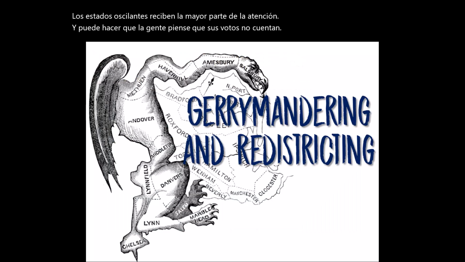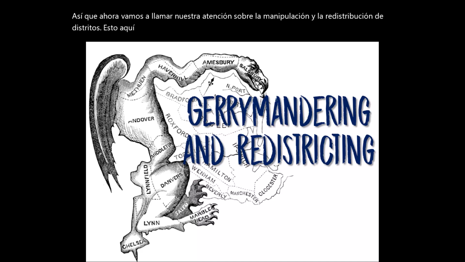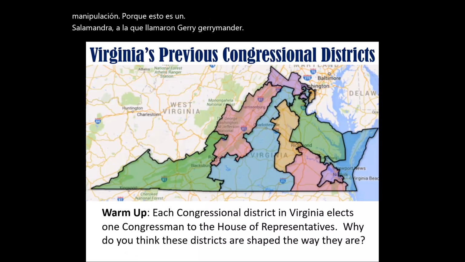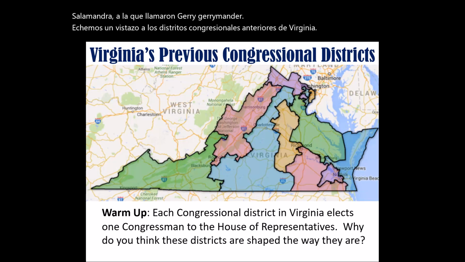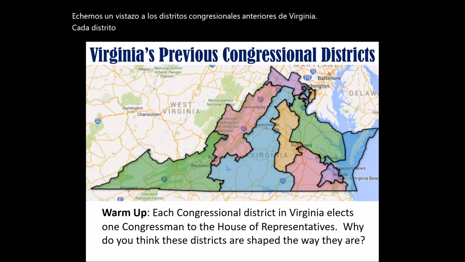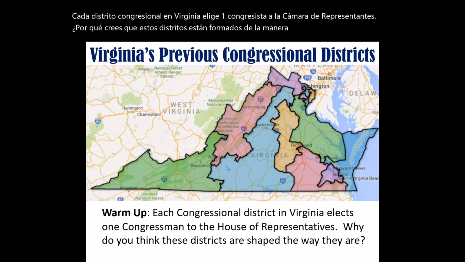So now we're going to bring our attention to gerrymandering and redistricting. This here is a picture of the political cartoon where the idea of gerrymandering came from, because this is a salamander, which they called gerrymander. So let's take a look at Virginia's previous congressional districts. Each congressional district in Virginia elects one congressman to the House of Representatives. Why do you think these districts are shaped the way they are? Take a moment and answer the question.